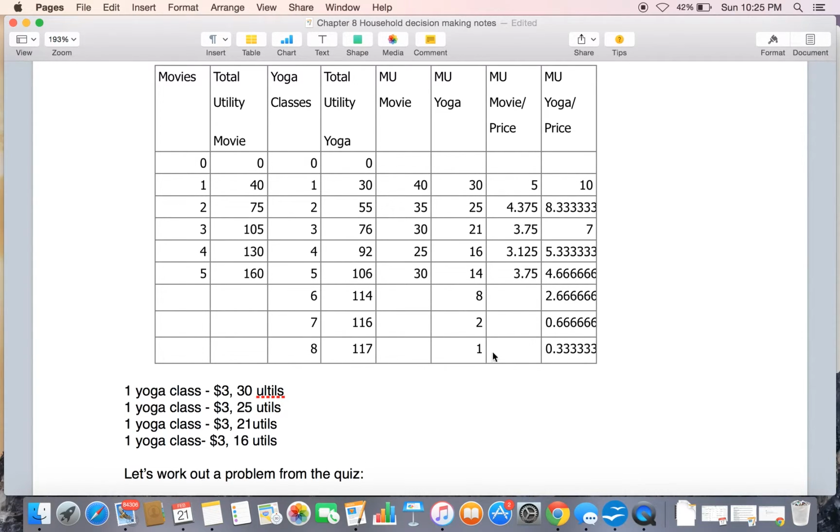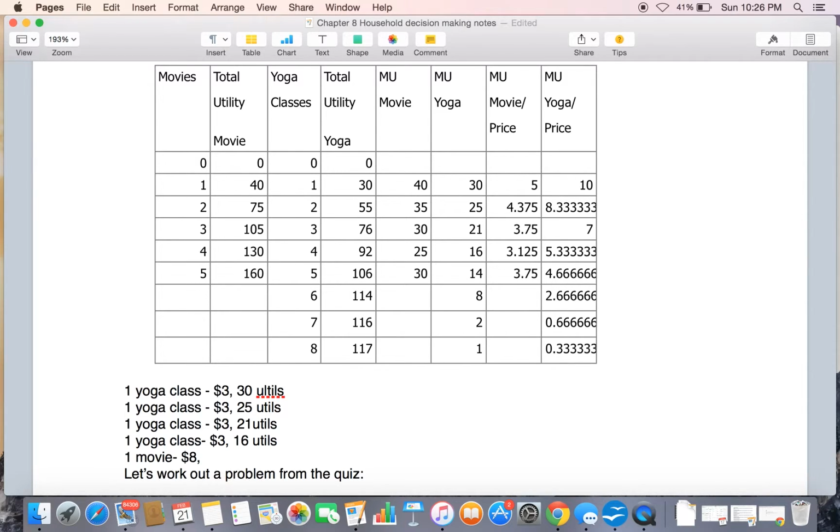Now, in our next option, we know that we still have $12 left in our budget because we spent 12 and our budget was 24. I'm going to actually say it's time to go to a movie. I'm going to go to the movie because that first movie is going to yield more satisfaction per dollar than the fifth yoga class. And it's going to cost me $8.